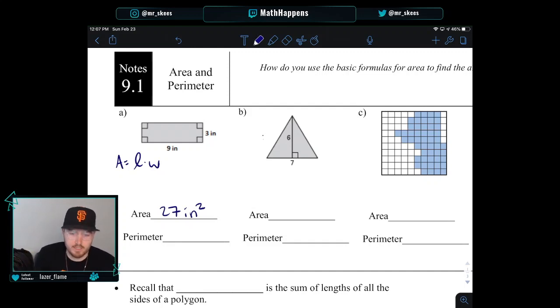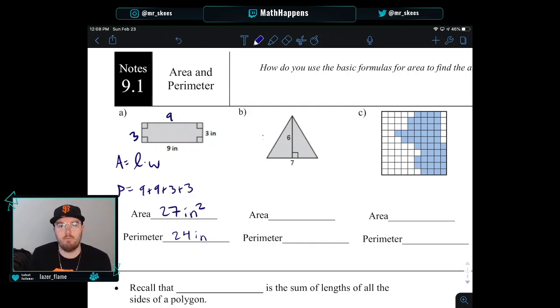Perimeter means to add up all the sides. If the bottom side is 9 inches, then the top side is 9 inches. If the right side is 3 inches, then the left side is 3 inches because opposite sides are congruent. So perimeter here would be 9 plus 9 plus 3 plus 3, which is 18 plus 6, 24 inches. Let's try to stay on top of our units: inches squared or centimeters squared for area, and just plain inches, centimeters, or feet for perimeter.